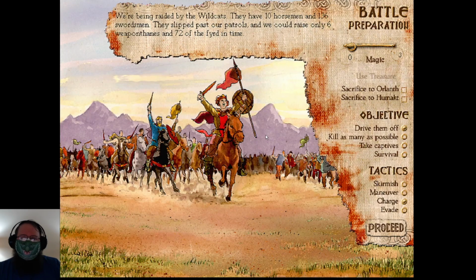Cool. Oop, and we're being raided by the Wildcats. 10 horsemen and 136 swordsmen. They slipped past their patrol and we could raise only 6 weapon thanes and... Ha! Okay. Well... I'm going to actually put 2 magic into this. Drive them off.